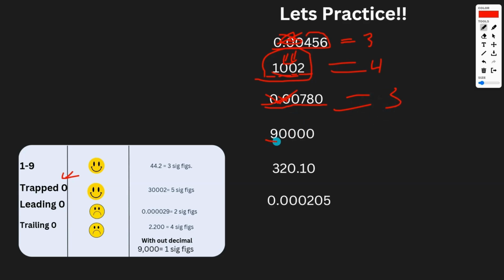We have 90000. For this one, we only have one significant figure because there's no decimal point here, right? We don't see a decimal point. So this one only has one significant figure. Then we have 32010. This has five significant figures because the zero is between two non-zeros and the other zero is behind the decimal, so it counts.